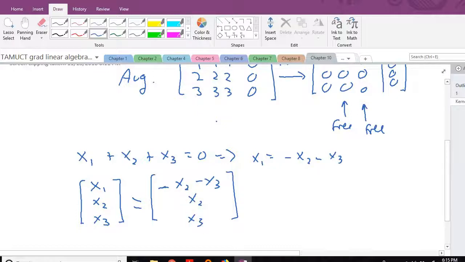Now, that's one way to write it, but it's better to write it another way. Make two vectors. Because you have two free variables, it's good to make it into two vectors. So it's equal to, if I take out the x2, then what do I have here? Minus 1, 1, 0. And then if I take out the x3, then what remains is x3.